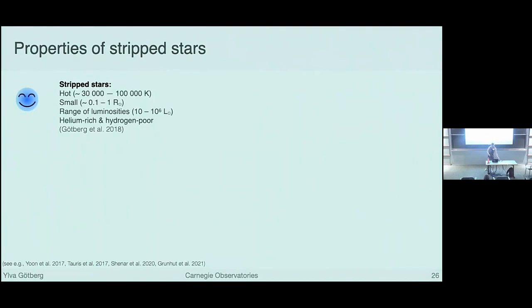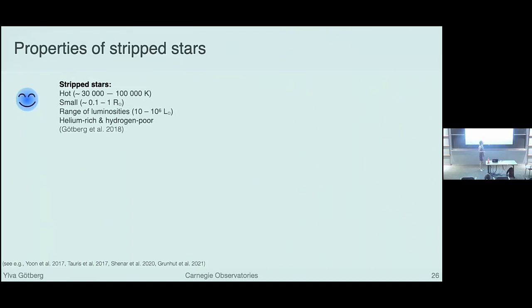Okay, great. So just to summarize, what do stripped stars look like? They are hot stars, 30,000 to 100,000 Kelvin. Small, typically less than a solar radius. They can cover a range of luminosities, up to millions of solar luminosities. Hydrogen-rich and helium-poor, nitrogen-rich as well.